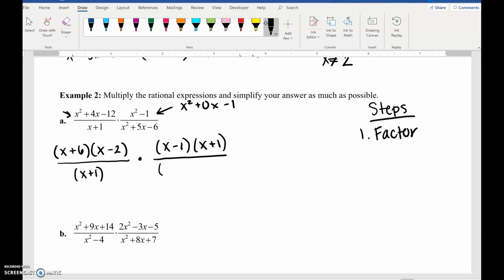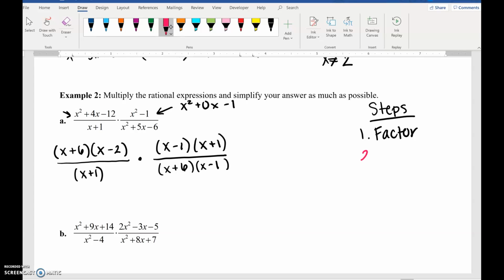And then this one, we have a -6. So it multiplies to -6 and adds to +5. So we could do a +6 and a -1. So 6 times -1 would get -6, but then if you add them, you would get a +5. So now everything is factored.